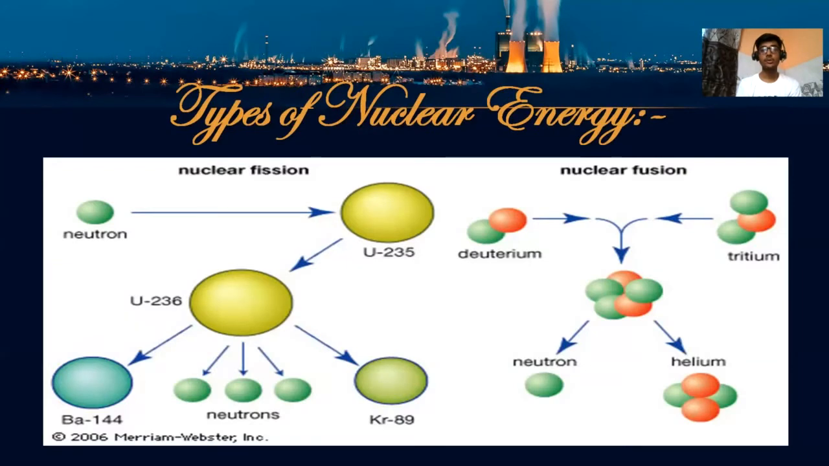So, types of nuclear energy. By looking at the picture, we can clearly say that there are two types of nuclear energy: nuclear fission reaction and nuclear fusion reaction. In nuclear fission reaction, as its name suggests, a heavy atom, when bombarded by nuclei, gets split into smaller or lighter elements. Whereas in nuclear fusion reaction, two or more lighter elements are fused into one another to make a heavy element.